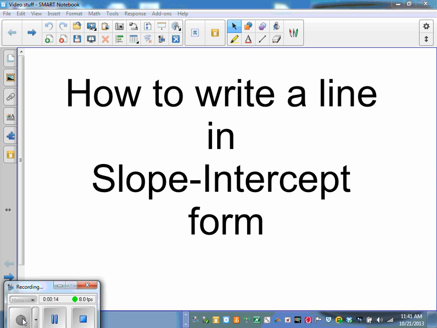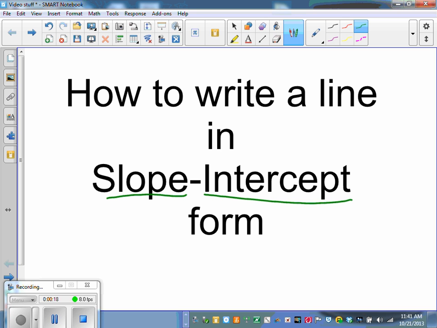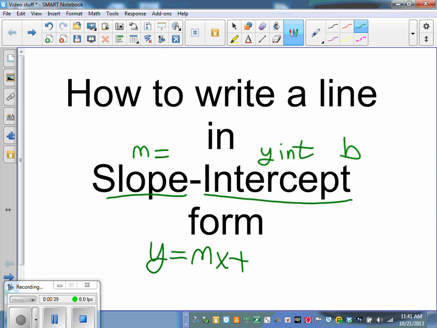But the key here is that we are talking about the slope-intercept form, okay? So we need two things in order to do this. We need our slope, which is m, and we need our y-intercept. Most of you are going to know this as a b, so we're going to use this as b. If you guys don't know what this looks like, it's y equals mx plus b. You guys should have seen this before.